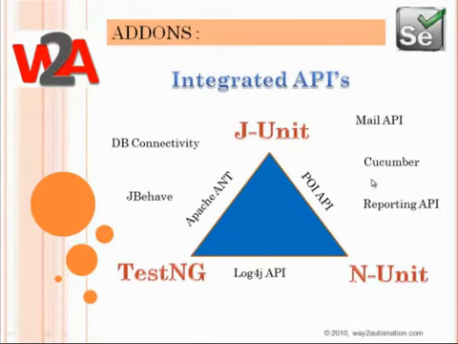And not only this, we can integrate other APIs in our Selenium project as well, right? We can integrate Java frameworks like JUnit and TestNG, and can use various other utilities like Excel reading through POI APIs, database connectivity, and mail API for sending mails, reporting API, and also use behavior driven testing with the help of Cucumber and JBehave.